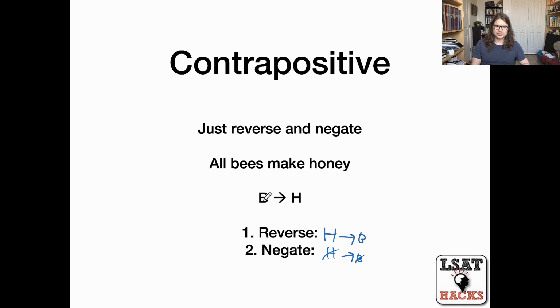And the idea is eventually you can kind of look at something like this and be like, okay, well, if there's no H, I wouldn't have a B. Without even drawing it, just to look at the statement and know that that's how it works.